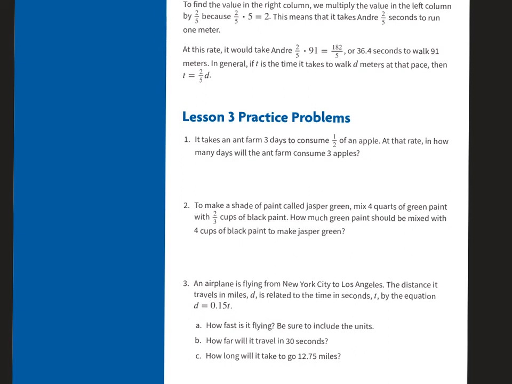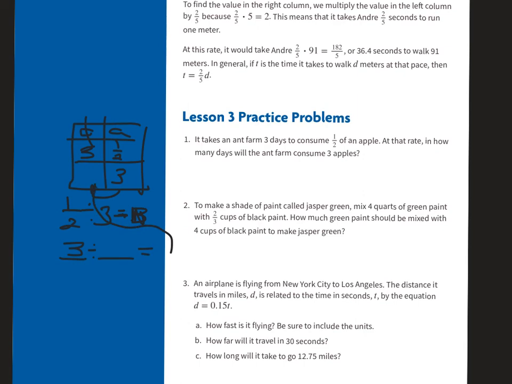So if I make a chart, I have days and I have apples. So 3 days, half an apple. How long is it going to take them to do 3 apples? So once again, second column, 1/2 divided by 3. It's going to give me a number. And then I take 3 divided by that number. And that's going to give me how many days it takes.